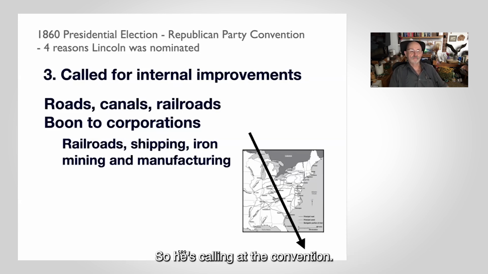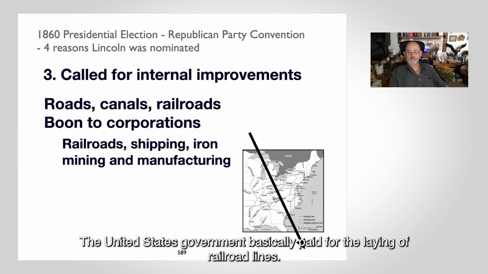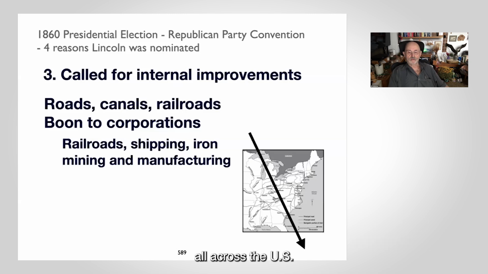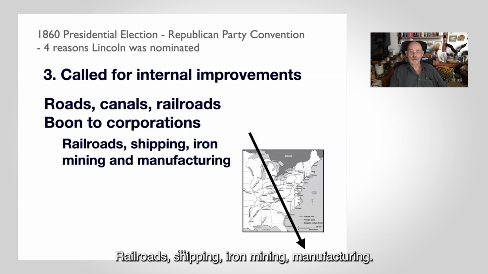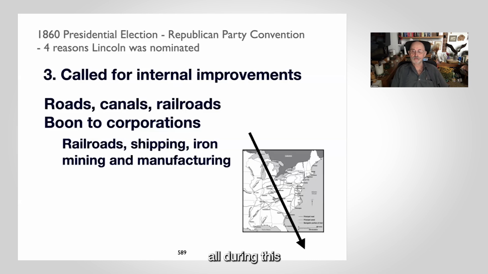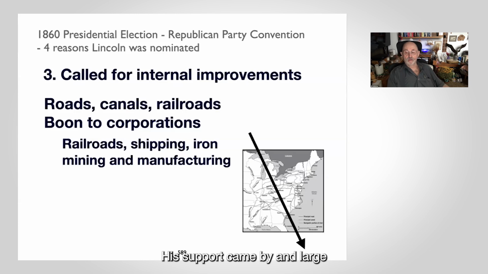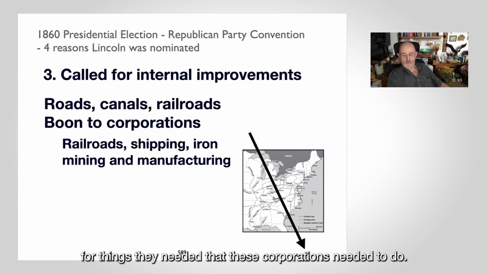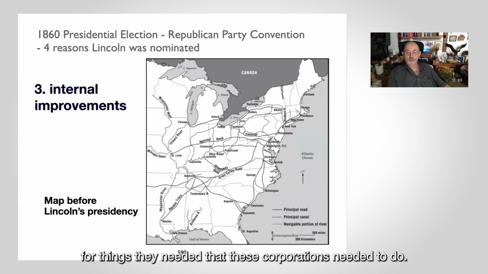So he's calling at the convention for improvements in roads, canals, railroads, a big boon to corporations. I mean, the United States government basically paid for the laying of railroad lines all across the U.S. Railroads, shipping, iron mining, manufacturing, these were all corporations. Lincoln had worked for many of them as an attorney and was very supportive of them during this campaign. His support came by and large in the form of U.S. government subsidies for things that these corporations needed to do.